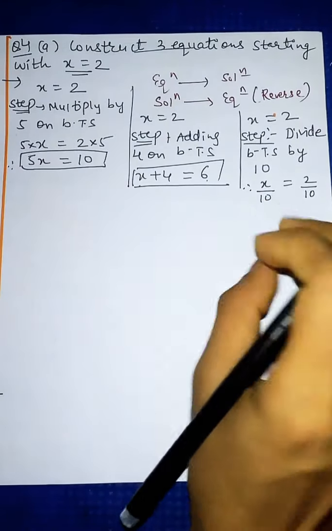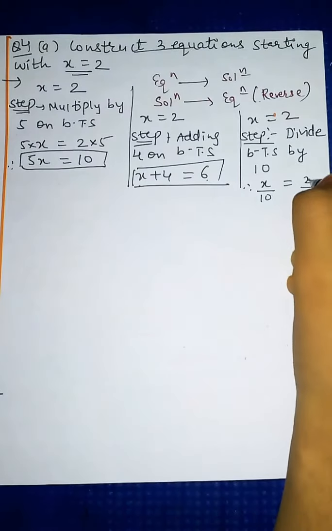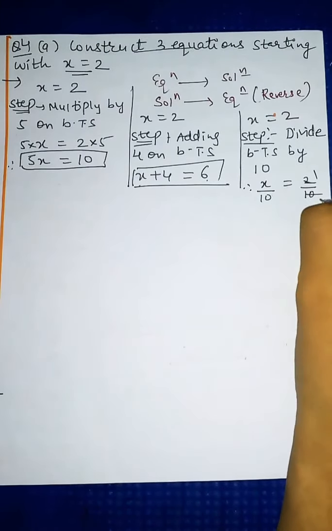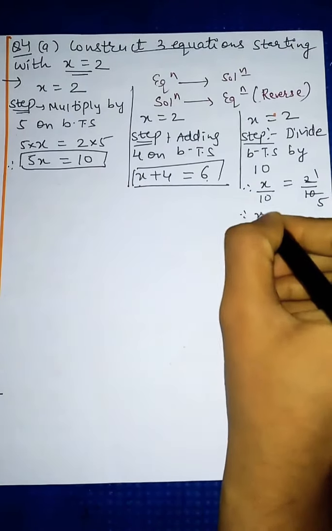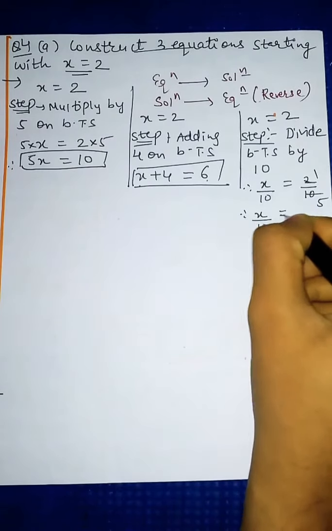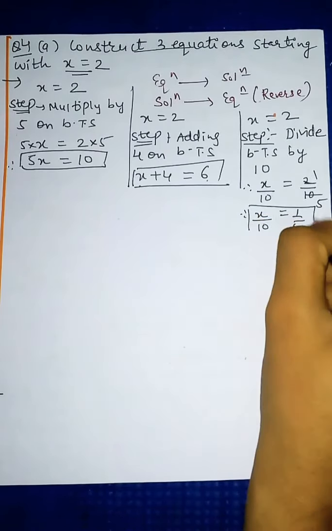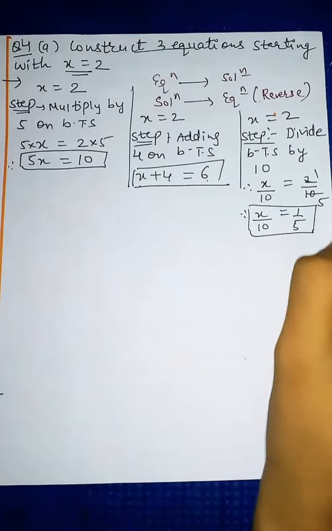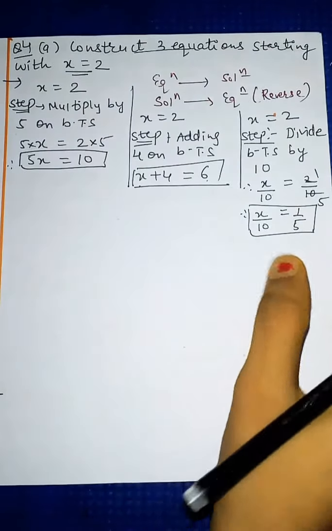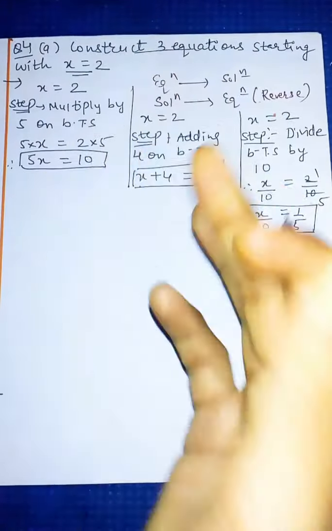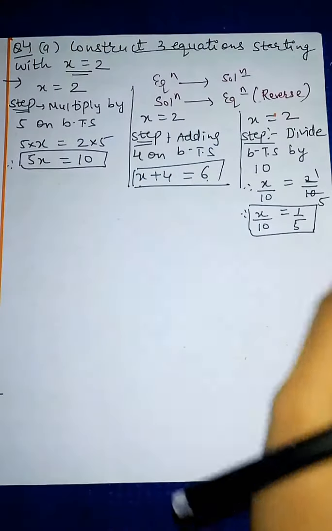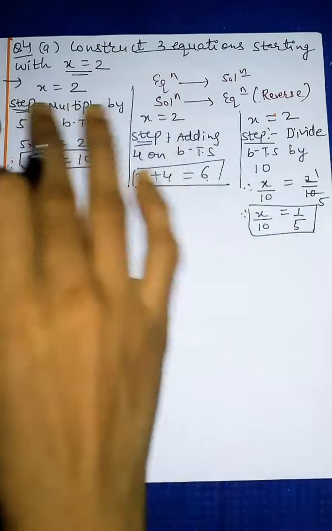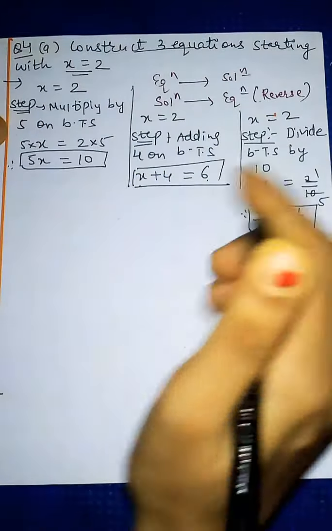So here x upon 10, you can't do any further steps, but here cancellation is possible. 2 1s and 2 5s. So this side x upon 10 and this side 1 upon 5. So this is your equation. Are you getting it? So the value is given, and for constructing an equation you can do any steps whichever you like. So this was the A part.